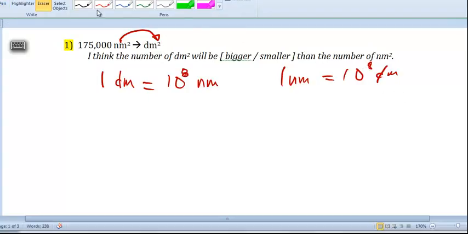But if you're tempted to write this, you probably realize, if you think about it for a minute, that that doesn't make much sense, right? Because a decimeter is much bigger than a nanometer, and so it's going to take more nanometers to fill a decimeter than the other way around.